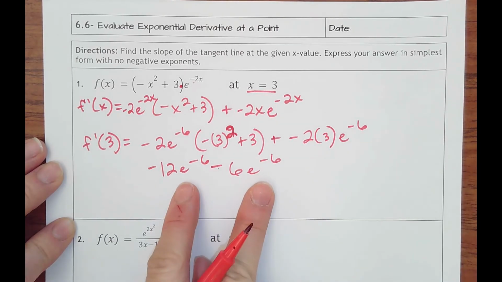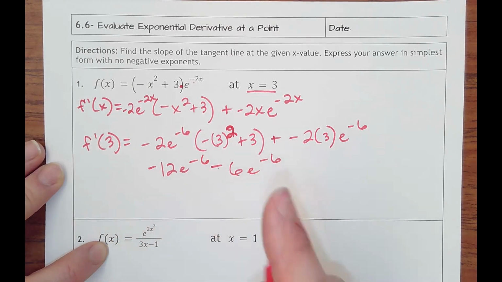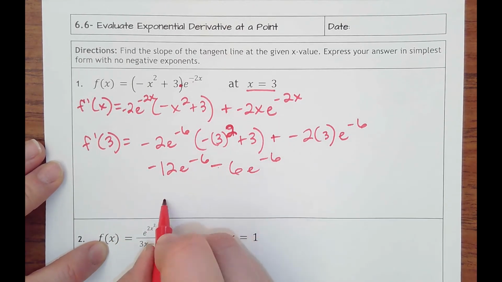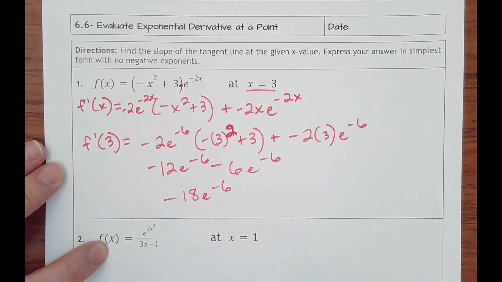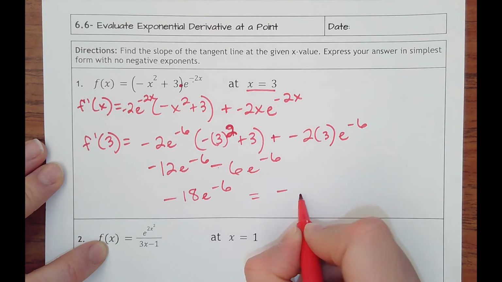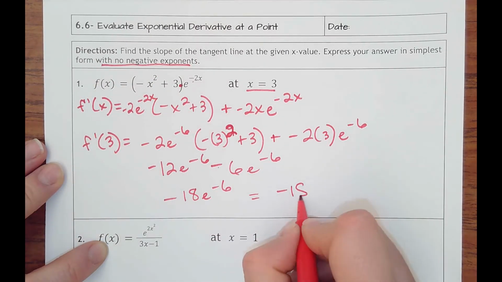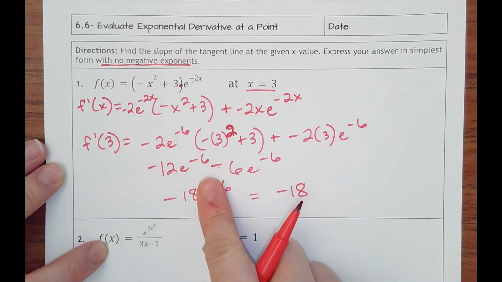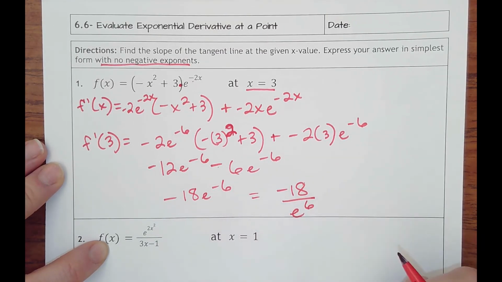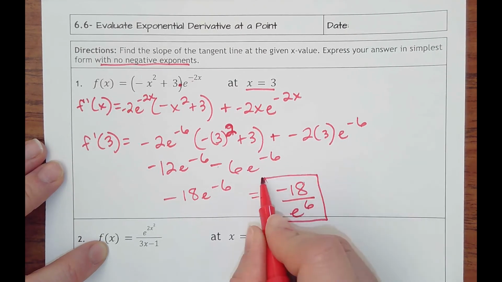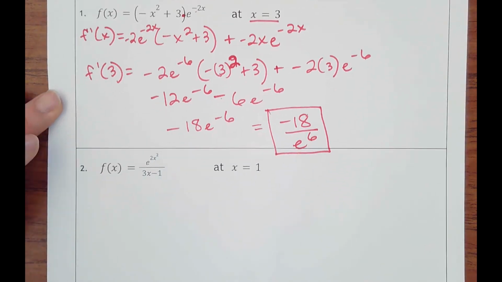So these are actually like terms because they're both a number times e to the negative 6. So I'll put negative 12 minus 6 together is negative 18 e to the negative 6. I think you can just leave it like that. Or if you don't like having negative exponents, we'll have negative 18 on top, but we'll have to drop the e to the bottom, and now it becomes a positive 6 power. So that would be our answer. And that was the slope.